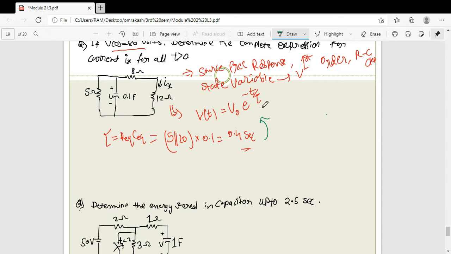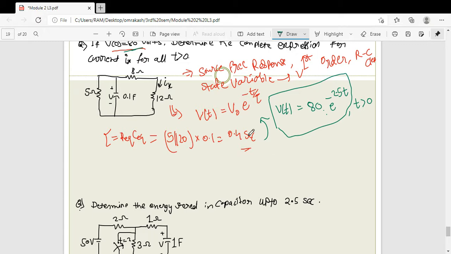So you will get this V of t. V of t is nothing but the initial voltage given to you, 80 volt, into e to the power of minus 2.5 t. When you put that value in this, you will get this, and this is valid for all t greater than 0. So this equation you can find here.